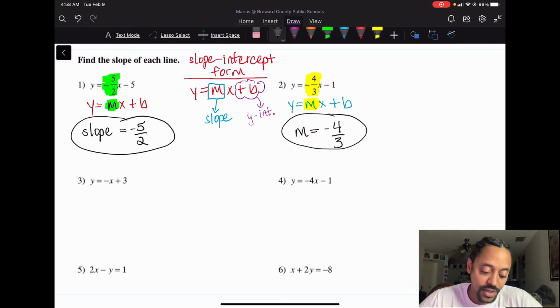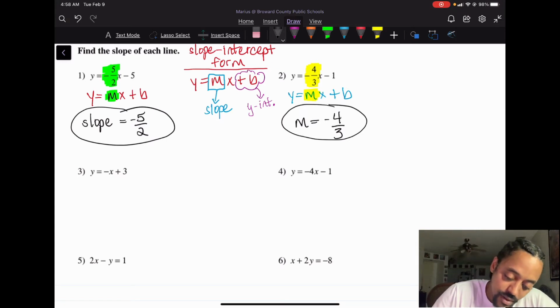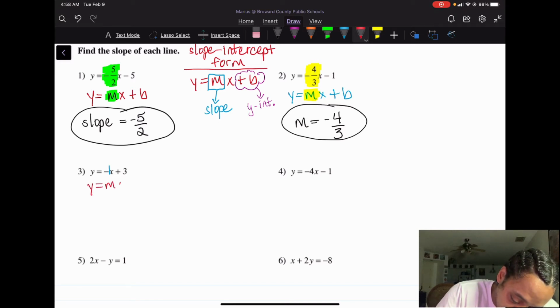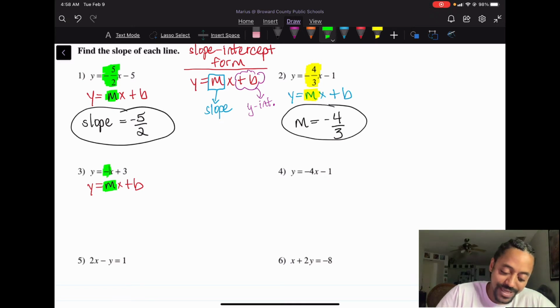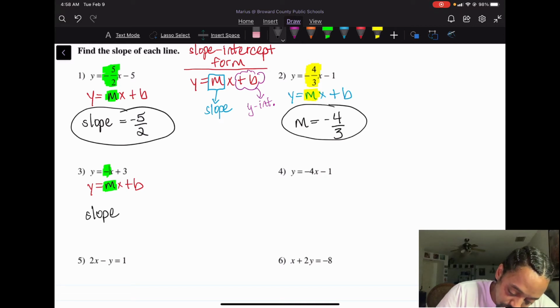All right, let's take a look at number three. Number three, it may be hard to tell right away, but the coefficient of the x is a -1. So if we write y equals mx plus b, we can see right away that our slope, once again, is the coefficient of x, which, in this case, is going to be -1. So we write slope is equal to -1. Or we could write it as a fraction, -1 divided by 1.